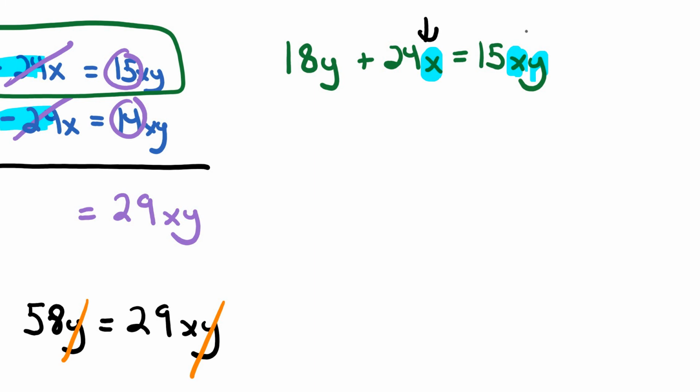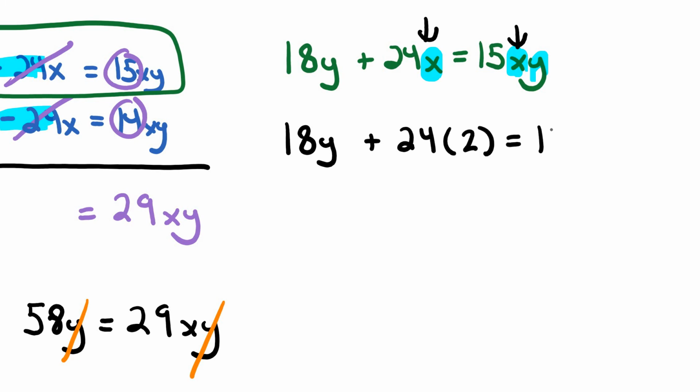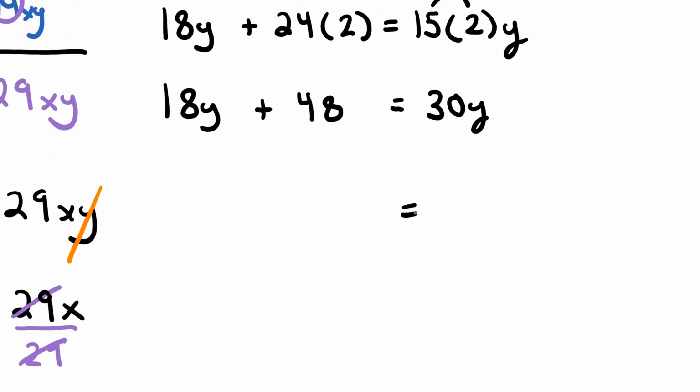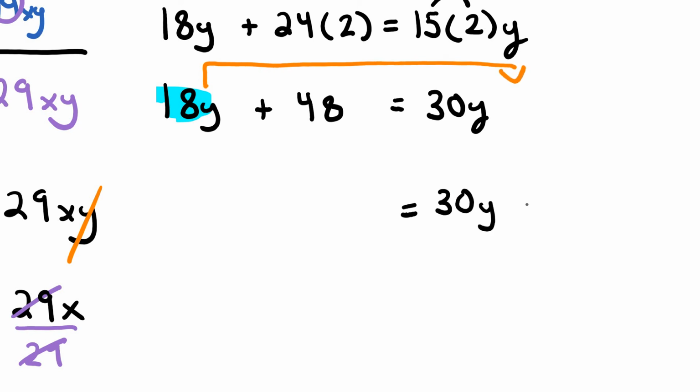So anytime we see an x that has a value of 2, if I substitute 2 in, this will be 24 times 2 equals 15 times 2 times y. This will give me 18y plus, and 24 times 2, that's going to be 48. So 48, and then 15 times 2 is going to be 30, so 30y. And now I'm in a pretty good situation to solve for y. Let's go ahead and take this 18y and bring that over. If I do that, I get 30y minus 18y, and that gives me 48 over here.